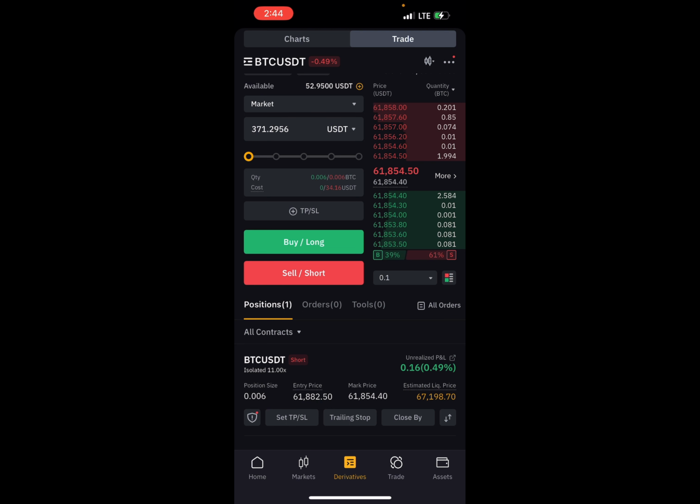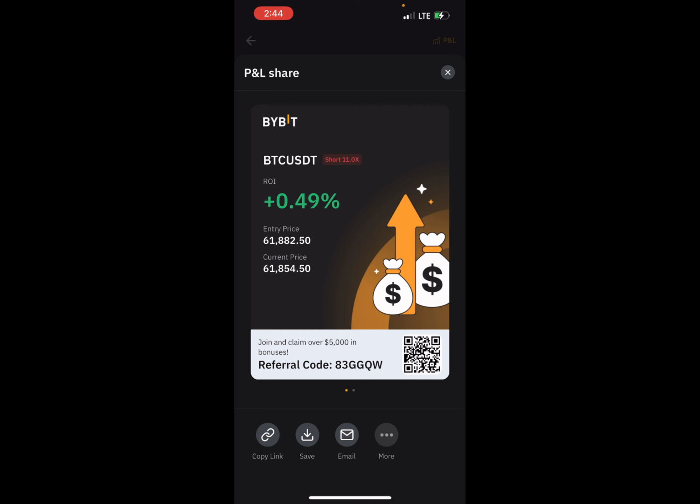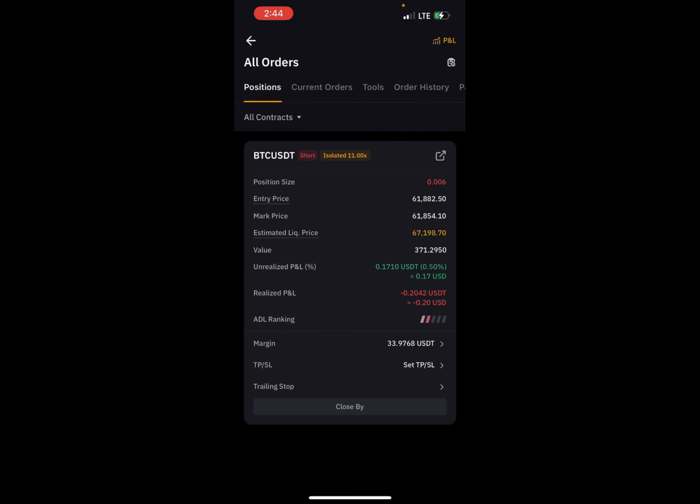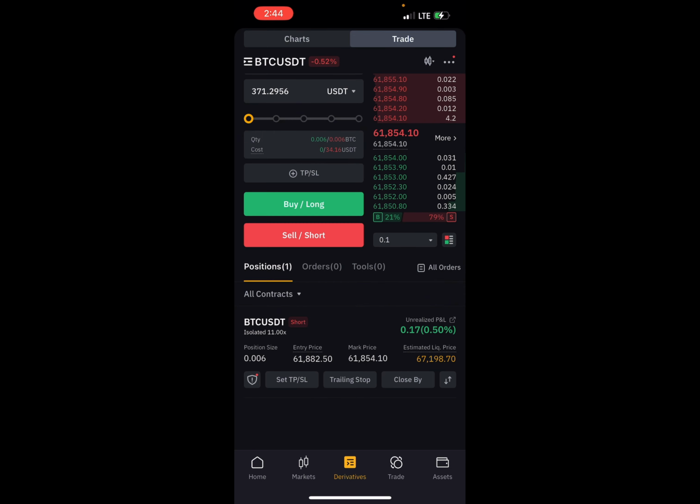You can see here the unrealized P and L. You can see the percent counting. You can see I've made about 0.16 cents dollars right now. So I can cancel the trade as well. You can close the trade here. Click close the trade. So that is it.